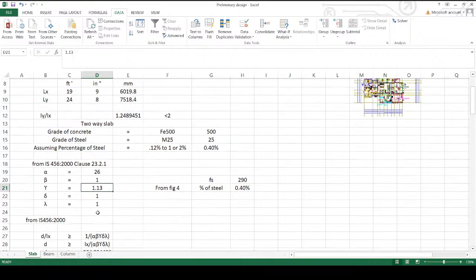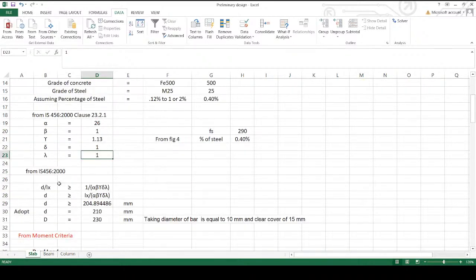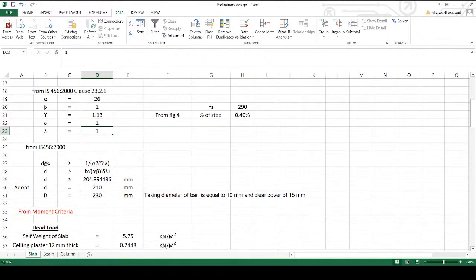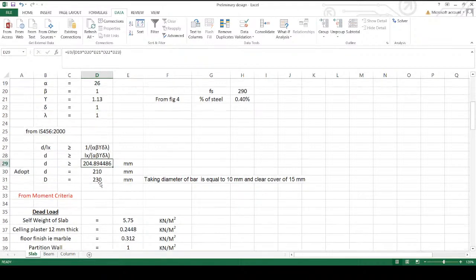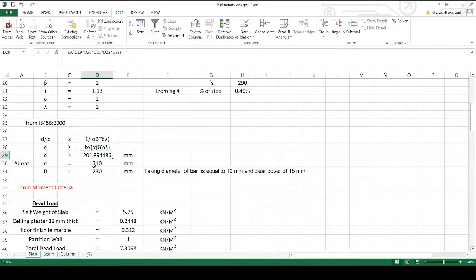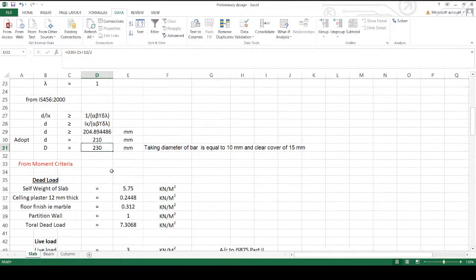You get 1.13, and percentage, so D by Lx is greater than 1 by alpha beta plus gamma delta, and from this you calculate D. D is greater than this, so you add 10, 210, and 210 is the effective depth. The overall depth is equal to the effective depth plus clear cover 15 mm plus diameter of bar by 2, 230.